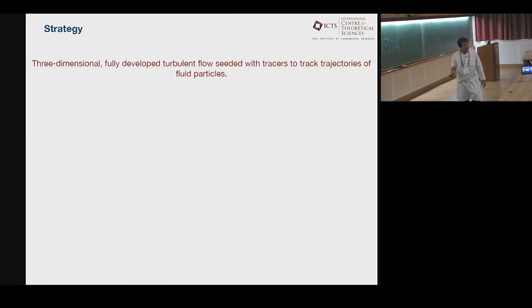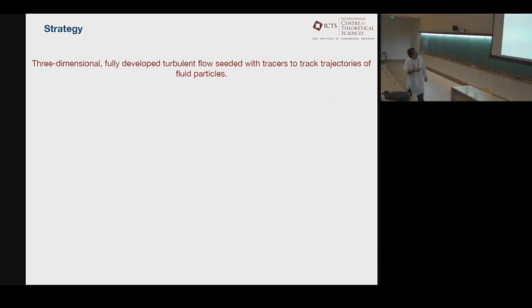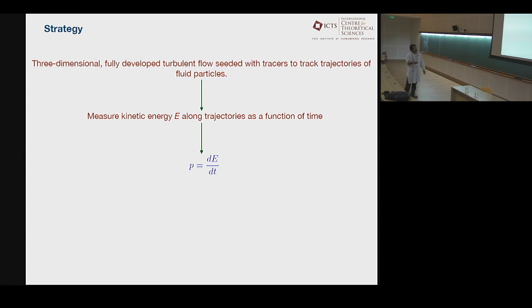All right. So what's the strategy? The strategy is the following. We have 3-dimensional, fully developed turbulent flows. I'm not going to tell you exactly how one gets it, but by solving the Navier-Stokes equation in suitable ways. And then we seed the flow with tracers, so they will act like fluid particles. And then we are going to track the trajectories of these particles. And then we measure kinetic energy along these particles, as was done in the experiment, as a function of time, from where we can calculate a power, which would be the rate of change of this kinetic energy.